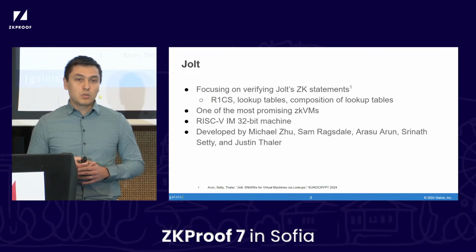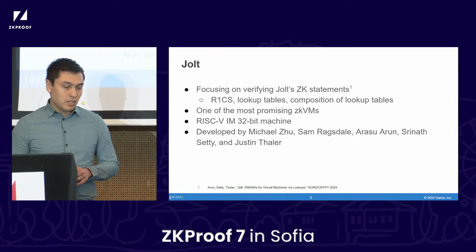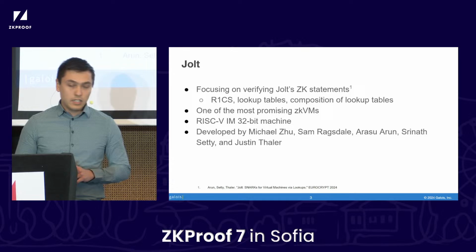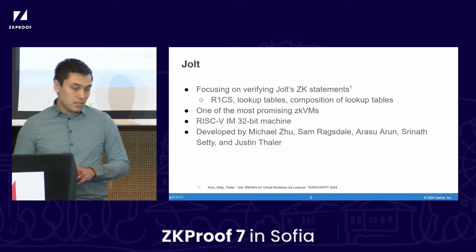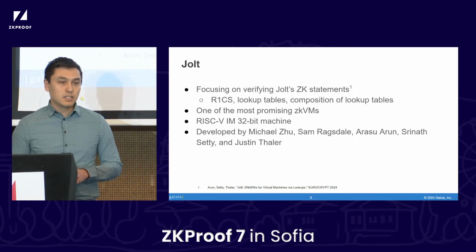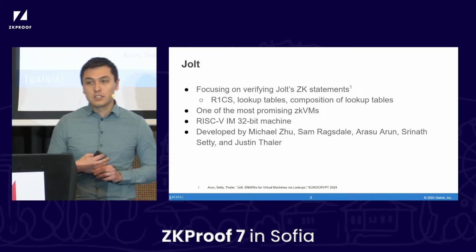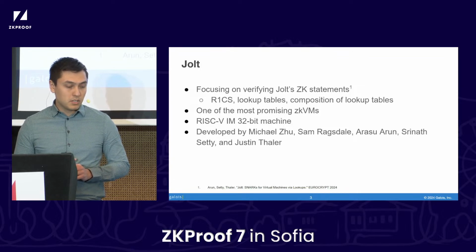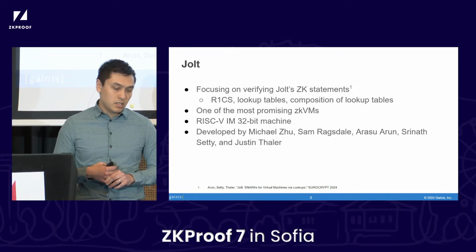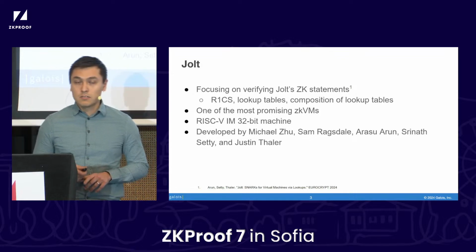In this effort, we're focused on verifying the Jolt zkVM. In Jolt, their front-end statements are composed of R1CS, lookup tables, and the composition of lookup tables. At least I personally think this is one of the most promising VMs. It has great performance, and I think this design and architecture is much more amenable to formal verification and also performance. Jolt emulates the RISC-V 32-bit IM machine, and it's developed by Michael, Sam, Rusu, Srinath, and Justin.